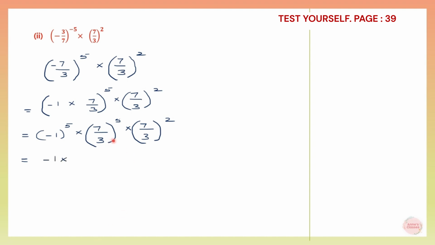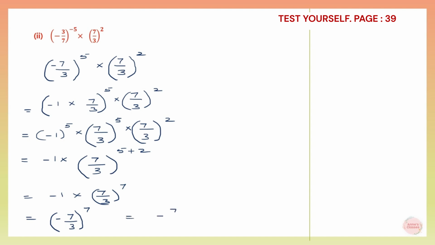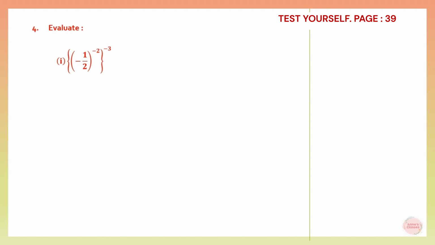Now here what we can do is we can add up the powers because now the base is the same. So let's write 7 by 3 raised to the power of 5 plus 2. So this becomes minus 1 into 7 by 3 raised to the power of 5 plus 2, which is 7. So minus 1 into this becomes minus 7 by 3 raised to the power of 7. Or you can also write it as minus in the middle. Okay, minus 7 by 3 raised to the power of 7. This is our answer.